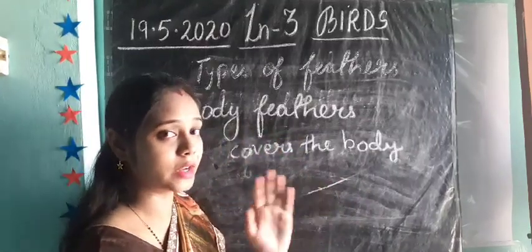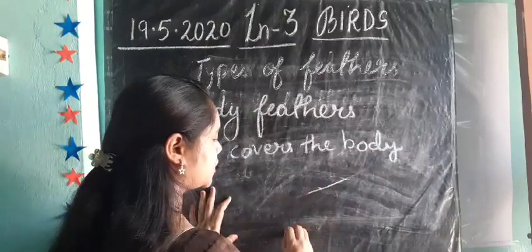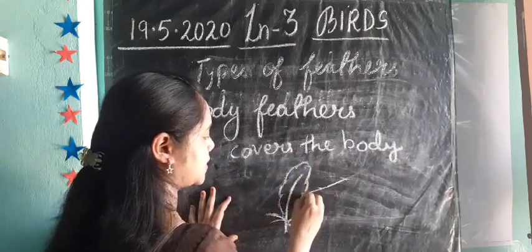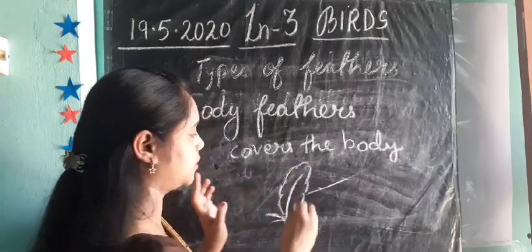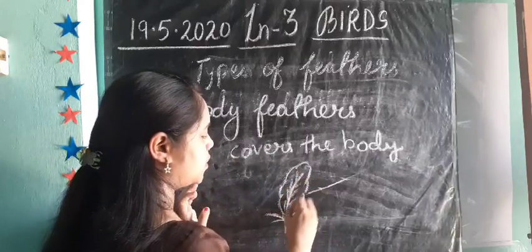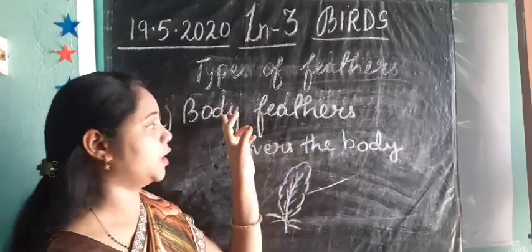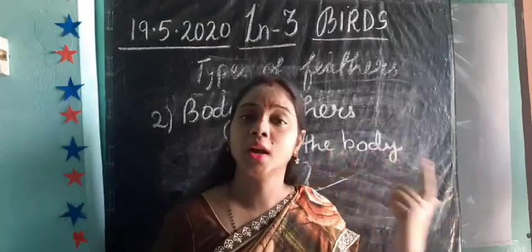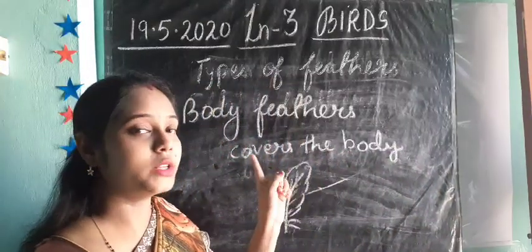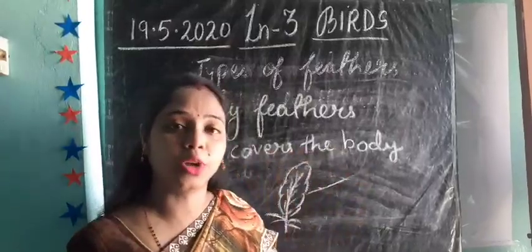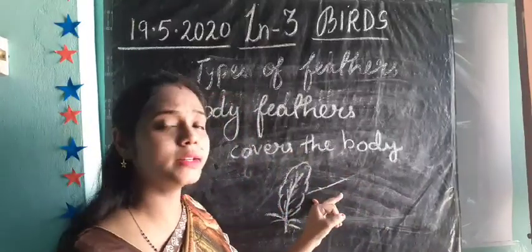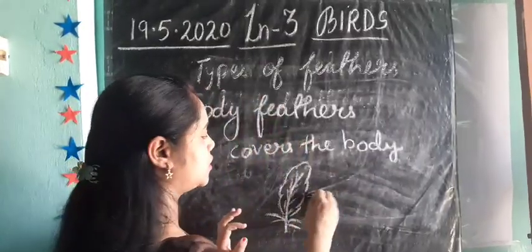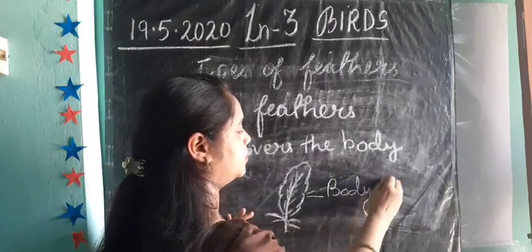This body feather is found in many different colors, and its structure is like this, smaller than the flight feather. Flight feathers help in flying and are mostly found on the wings, and body feathers help the bird to cover the body, to give shape and color, and they are smaller than the flight feather. So this is the body feather.